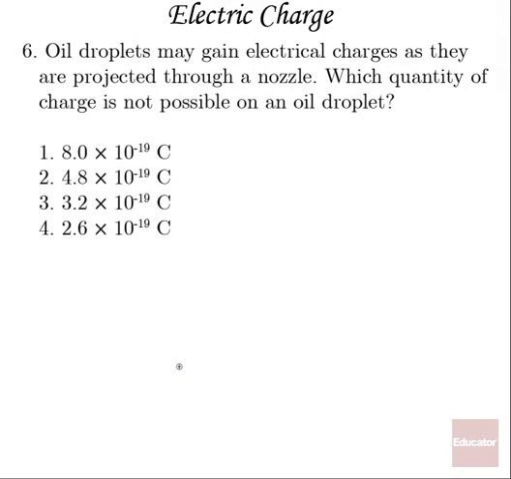Number 6, oil droplets may gain electrical charges as they are projected through a nozzle. Which quantity of charge is not possible on an oil droplet? Well, if you recall, the elementary charge is going to be our fundamental unit of charge. So we can only have charges that are integer multiples of the elementary charge. And the elementary charge is 1.6 times 10 to the minus 19 coulombs. So we could have that value. We could have twice that, 3.2. But there's no way to get 2.6 times 10 to the minus 19 by multiplying this by an integer. So 4 is the one that could not occur.